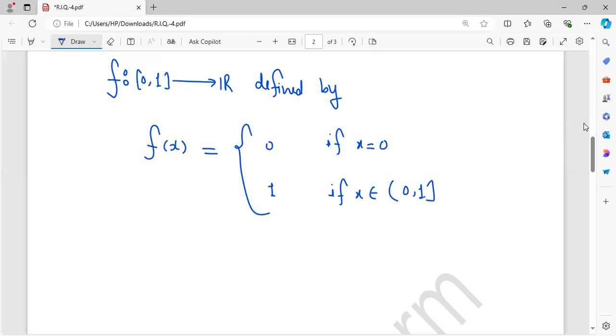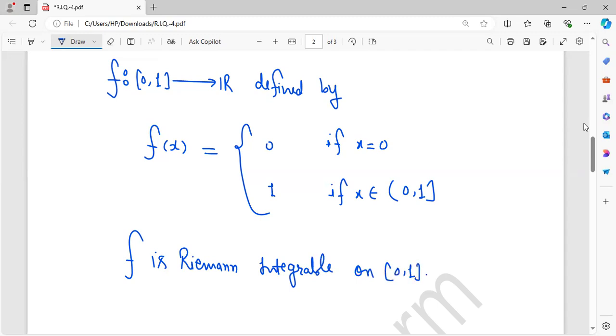Okay. So this function f is Riemann integrable on the closed interval [0, 1] because it has only one point of discontinuity. If a function has a finite number of points of discontinuity, such a function is always Riemann integrable. That is why f is Riemann integrable over the closed interval [0, 1].